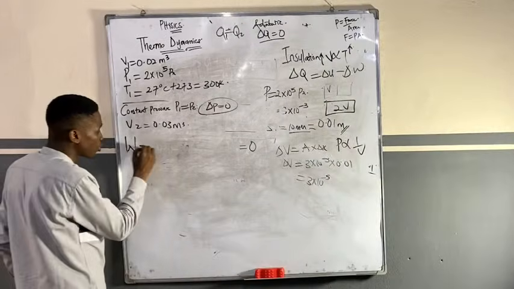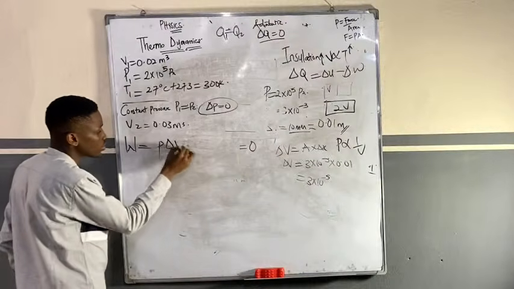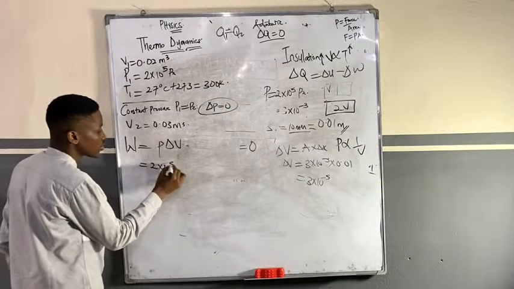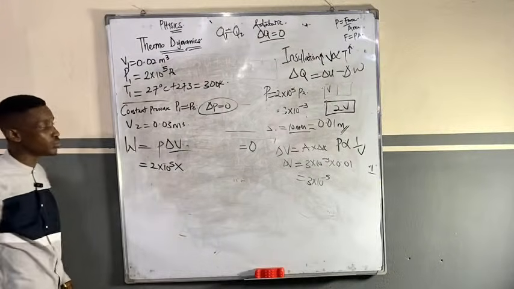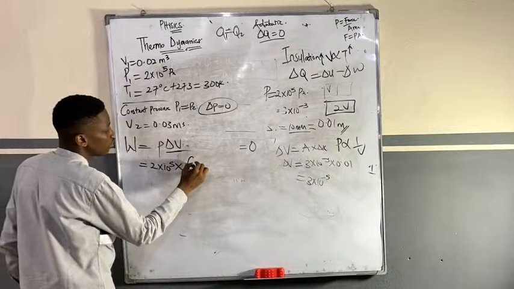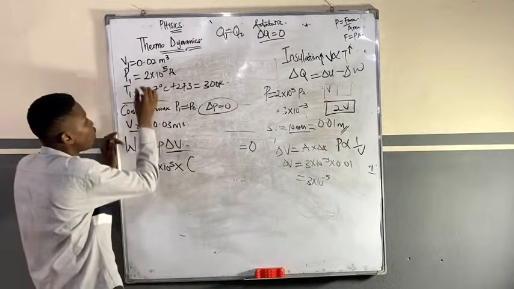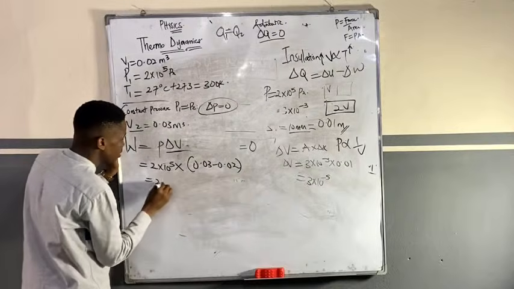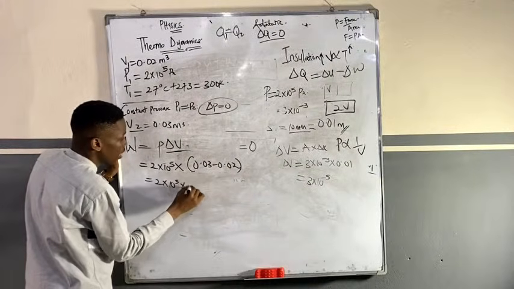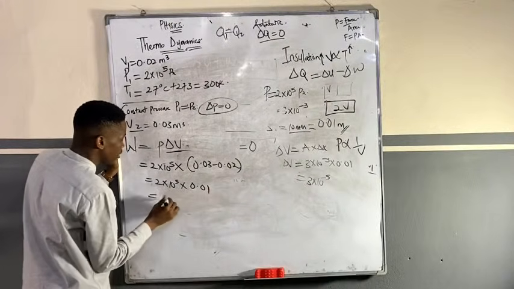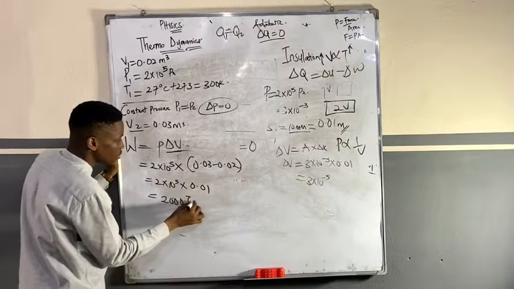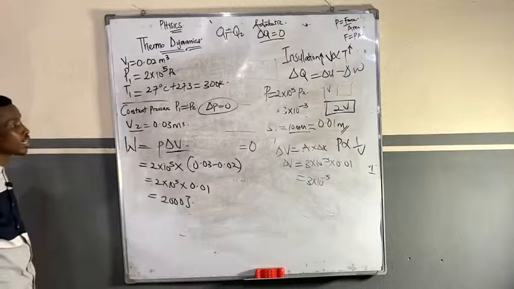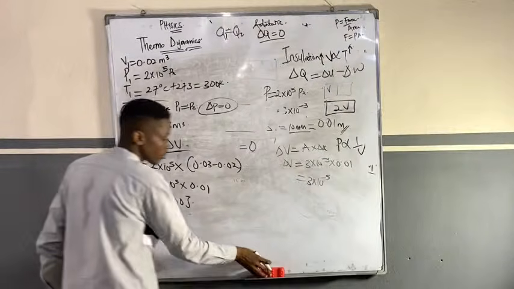Is there anybody that cannot solve work done? What will be work done? P change in V. What is the P? What's the volume? V2 minus V1, 0.03 minus 0.02. What's your answer? 2 times 10 raised to the power 5 times 0.01. When you calculate, I hope we are good. That's 2 times 10 raised to the power 3. That's number 1.